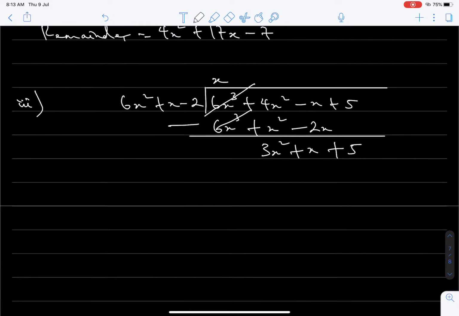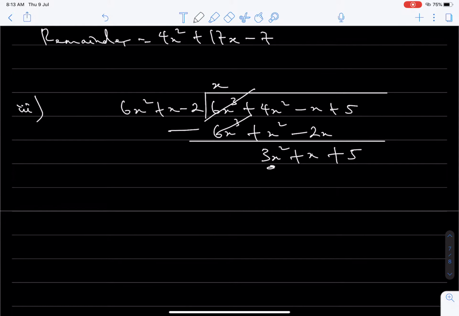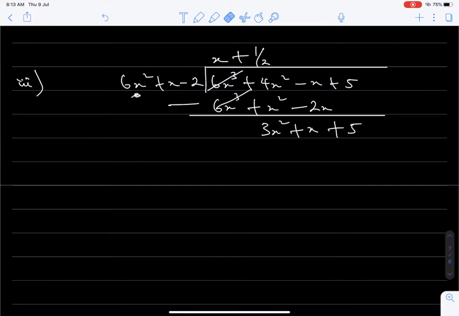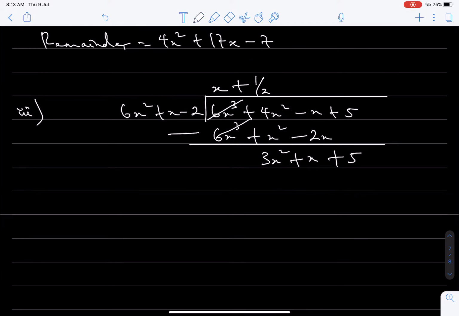So we move on. The degree of 3x squared is the same as that of 6x squared, so we can divide. Now we divide 3x squared by 6x squared, and that's going to give us half. 3x squared divided by 6x squared is 1/2. And now we multiply as usual the whole of the divisor by that result.